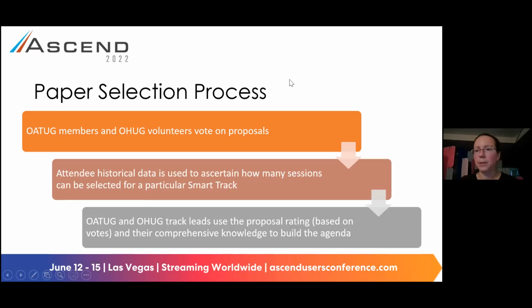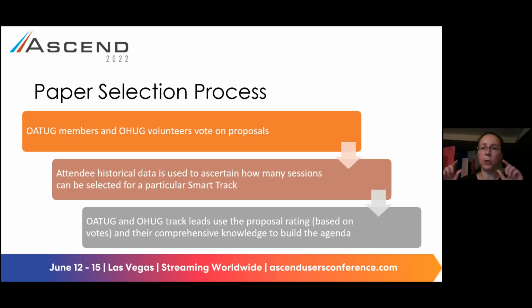All right, let's jump to the paper selection process itself. I'll kind of kick us off and let Mike get into the nitty gritty of it, because as he mentioned, there are some changes on the back end this year and a lot of work was done there. But just at a super high level, we do have OATUG members and certain OHUG volunteers who are voting on the proposals. So we do get a good cross section of folks.